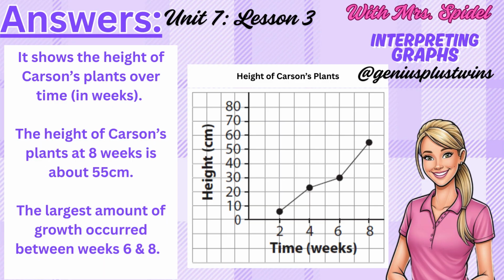All right, welcome back. Here are your answers to practice question 2. Number 1. This line graph shows how the height of Carson's plants changed over time in weeks. Question number 2. At 8 weeks, Carson's plants were about 55 centimeters tall. And the largest amount of growth occurred between weeks 6 and 8.